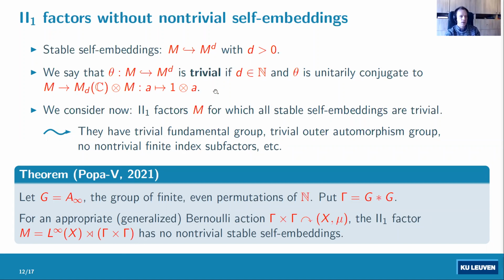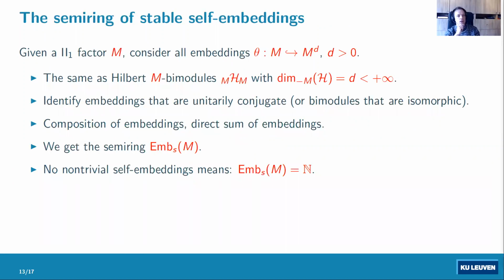Now, this is very much connected to Connes' correspondences, because of course, a self-embedding of M in M^d is nothing else than a Hilbert bimodule. I mean, it's just a dictionary. It's a Hilbert bimodule that is of finite dimension as a right M module, say, because since it's of dimension d as a right module, it's actually M to the d, and then the left action creates this embedding, of course.